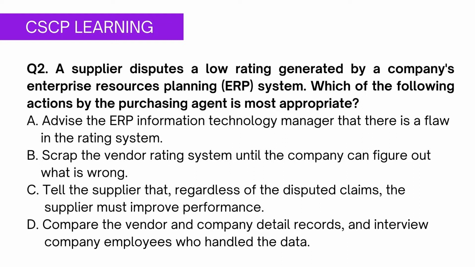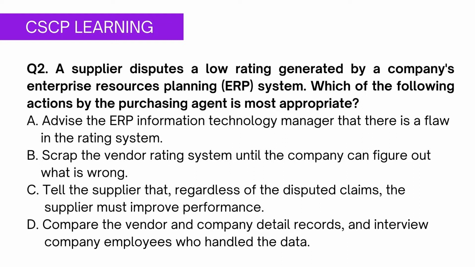Option A suggests that we should advise the ERP information technology manager that there is a flaw in the rating system. Practically, this is not the right choice. How do we know if there is a flaw in the system or not before investigating it or rechecking it? So this is a harsh and abrupt decision which is not appropriate to pursue.